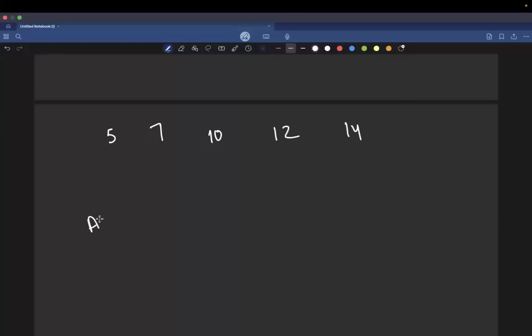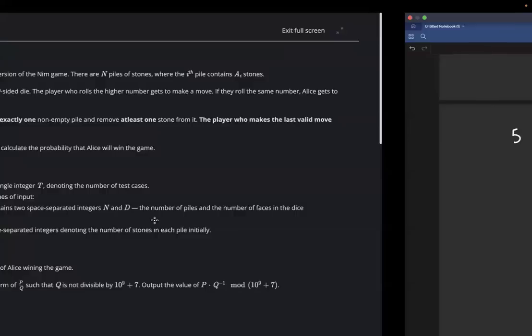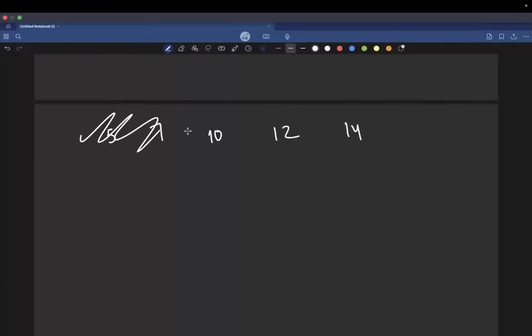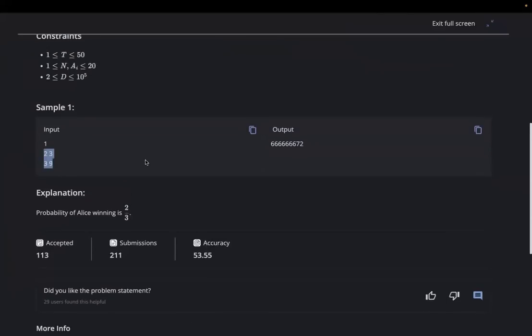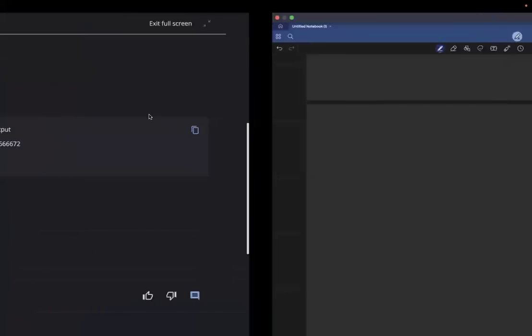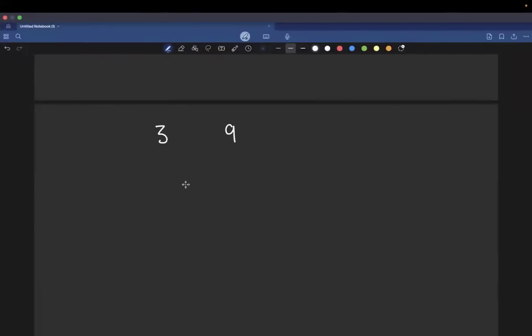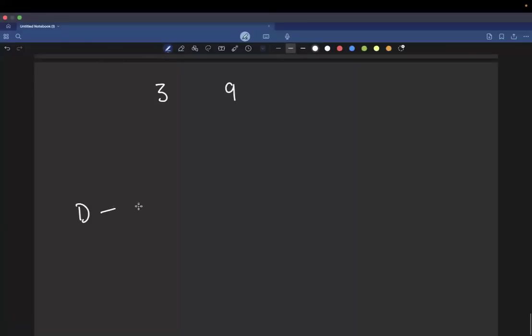And you might notice that it doesn't even matter whether Alice or Bob removes the first stone. At the end of the day, maybe let me show you a dry run and then it will make more sense. Let's consider this case. There are 2 piles, 3 and 9, and the die has 3 faces. So basically the die can have a number from 1 to 3.